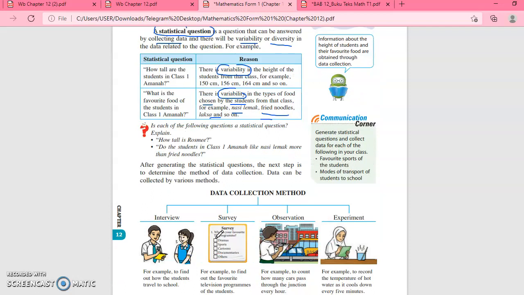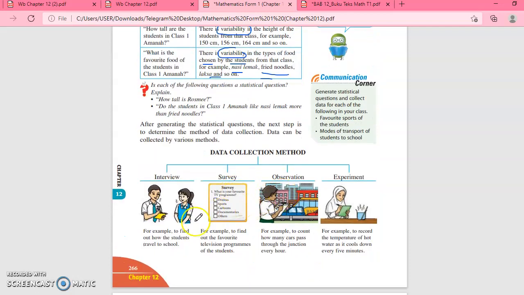How do you collect the data? For the data collection method, you can use an interview to find out how the students travel to school, or what favorite food they like. Besides interview, you can also use the survey method by using an online Google form or a survey form, for example, to find out the favorite television programs. Observation is also one of the methods. Observe to count how many cows pass through the junction every hour.